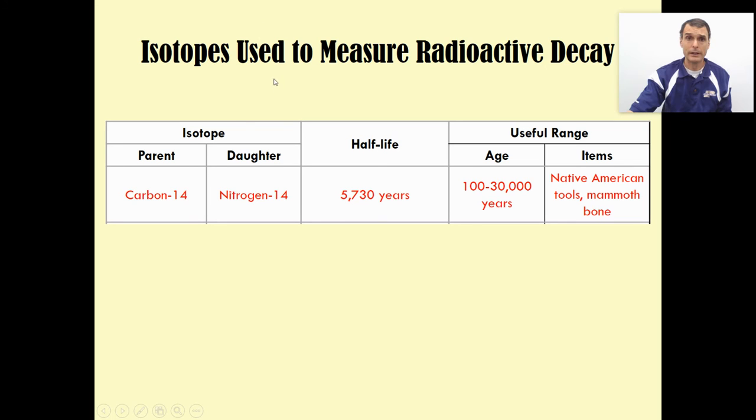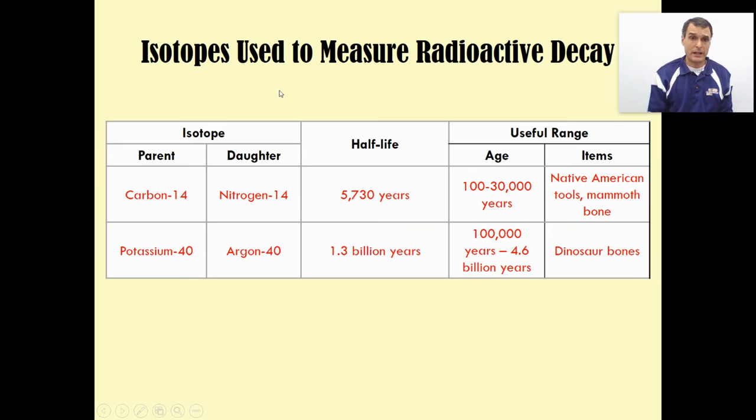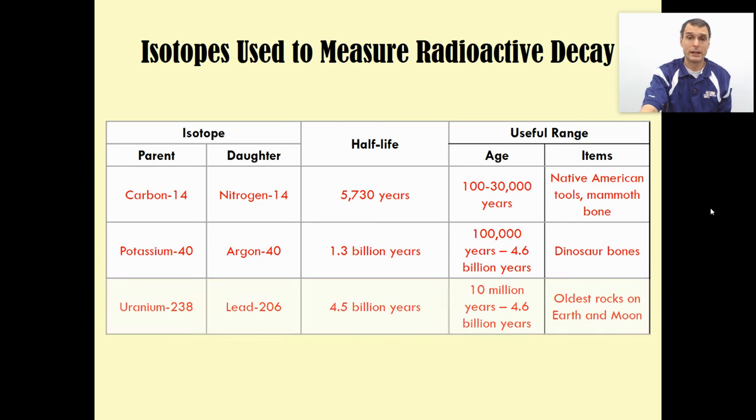Our next up here is potassium-40, which decays to argon-40. It takes 1.3 billion years. That's a really long half-life. So we can age date things that are 100,000 years old to things that are 4.6 billion years old. It's good for something like dinosaur bones, which are at least 66 million years old. So that allows us to determine those ages. We can't use carbon-14 for dinosaur bones because they're too old. There's no carbon-14 to measure anymore.